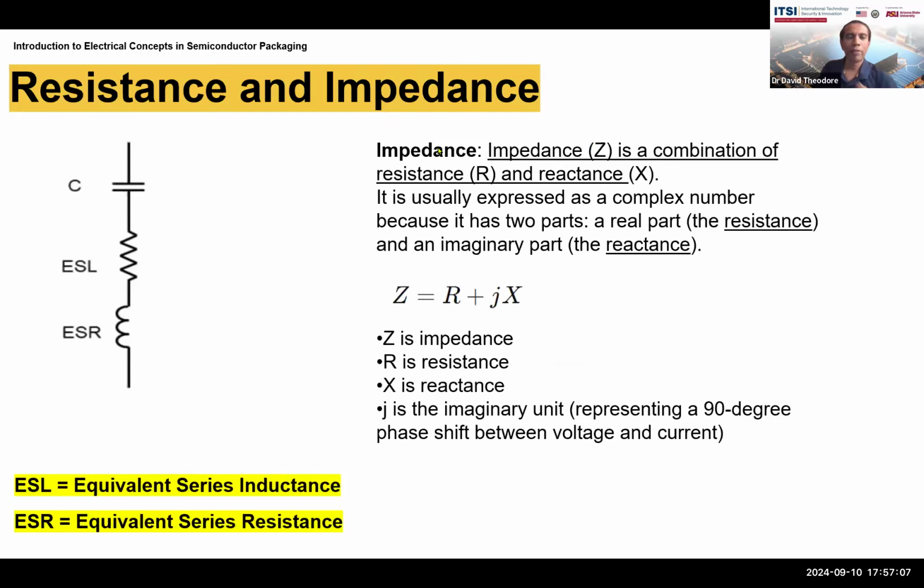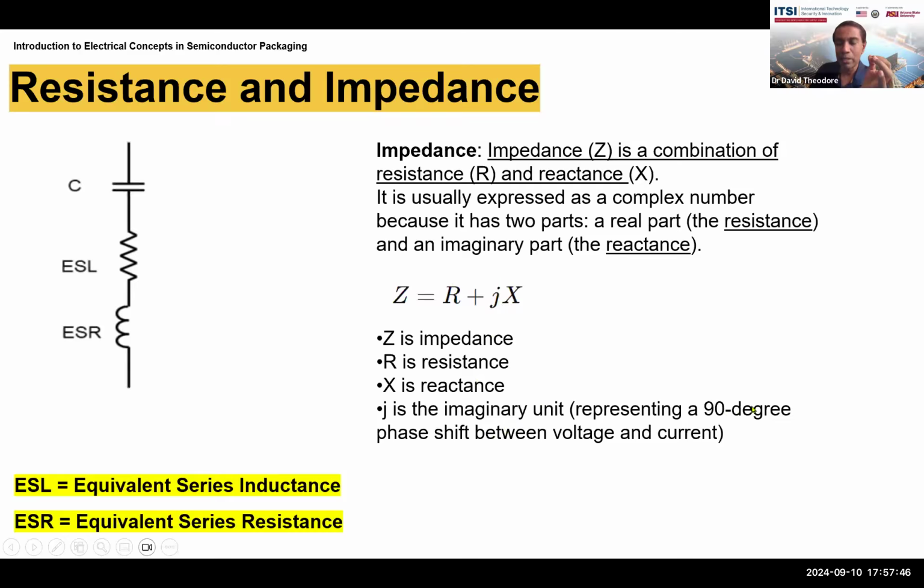So we're now on the next slide. The left side is the same as what we have seen, and we're continuing to talk about impedance, but now adding in a formula. Impedance Z over here is a combination of the resistance and the reactance. It's usually expressed as a complex number that has two parts, a real part, which is the resistance R, and an imaginary part, which is called the reactance here. So the impedance is a real term, resistance, plus J, which is the imaginary unit, multiplied by X, where X is the reactance. So J is the imaginary unit.